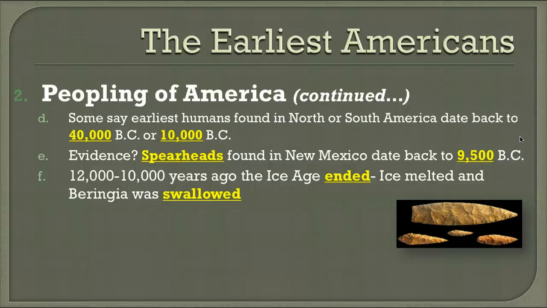Then we suggest about 12,000 to 10,000 years ago the Ice Age ended, which means the ice melted and Beringia was swallowed by the sea. It could never again be crossed.